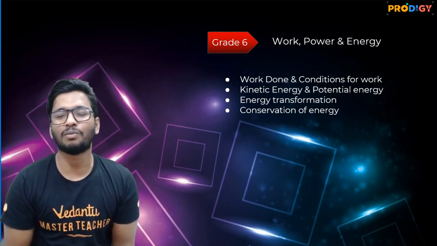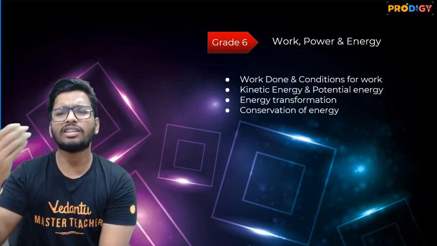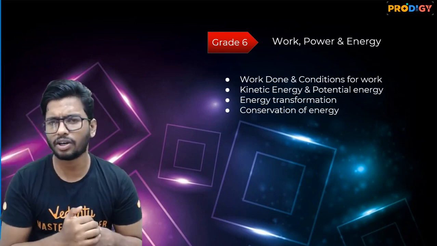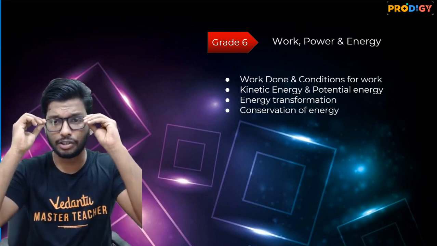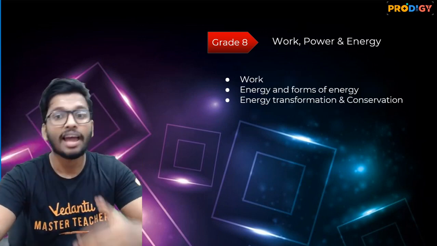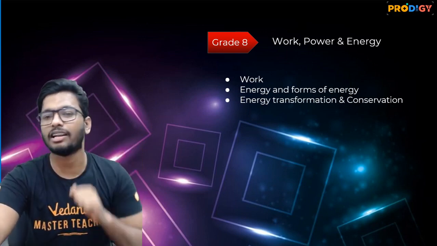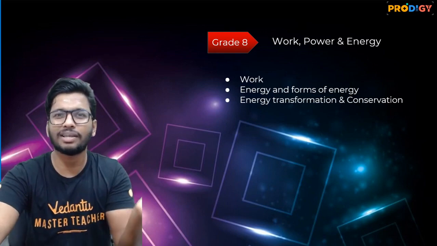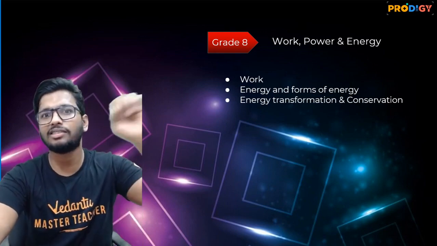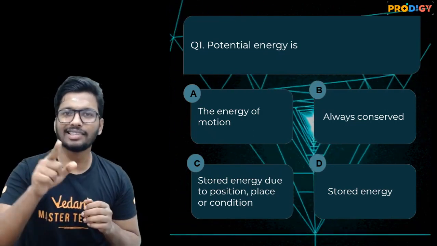So let's talk about what you had studied in your 6th grade. You had studied about work done. What are the conditions in order for work to be done? What is kinetic and potential energy? What is energy transformation? What is conservation of energy? In your 8th grade, you studied about work, what is energy and forms of energy, and energy transformation and conservation. You basically repeated the same topics that you had studied in your lower grades. And in your 10th standard, what we're going to talk about is something that we'll do later.